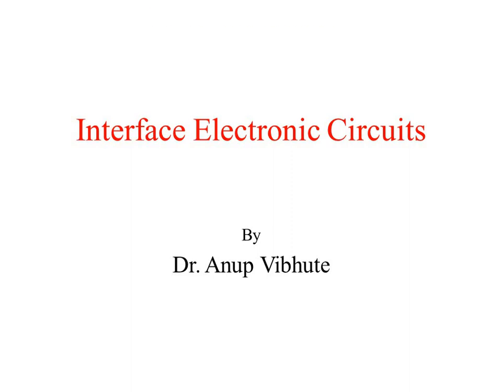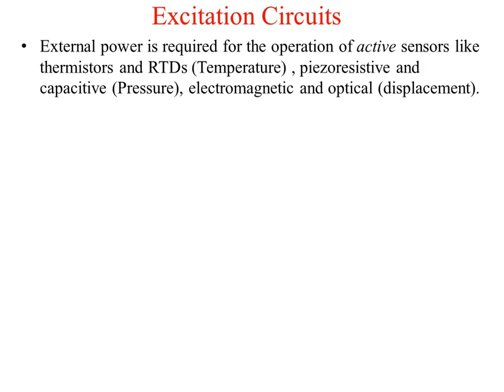Now today I'm going to start with the excitation circuit. We know that excitation is required for active sensors. So external power is required for the operation of active sensors. What are the active sensors? Examples are thermistor and RTD. These are the temperature sensors.